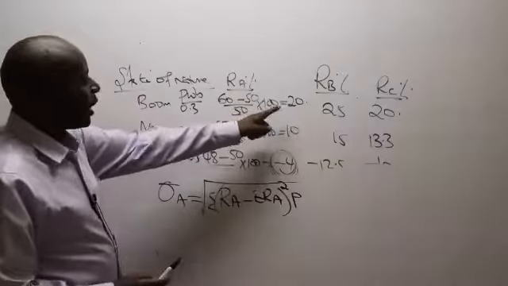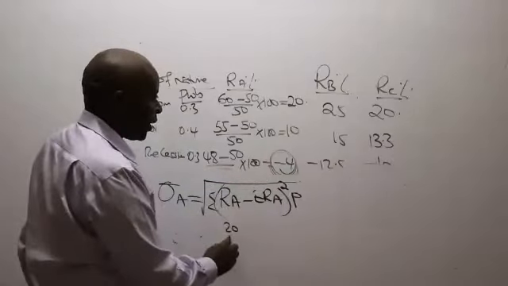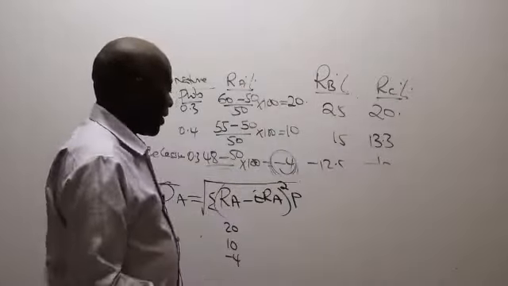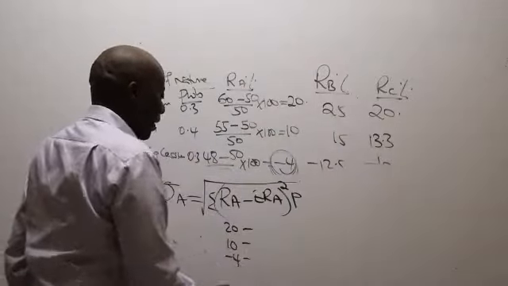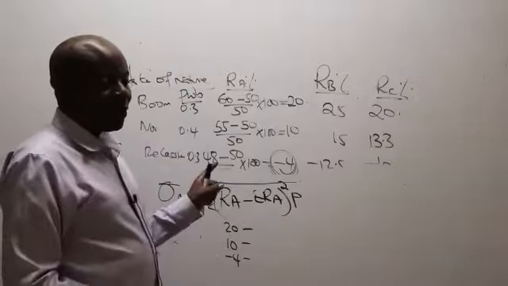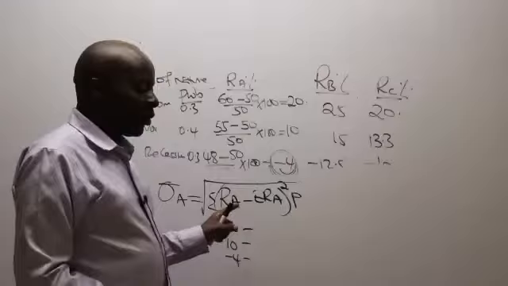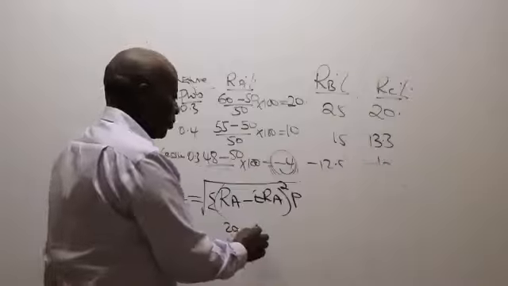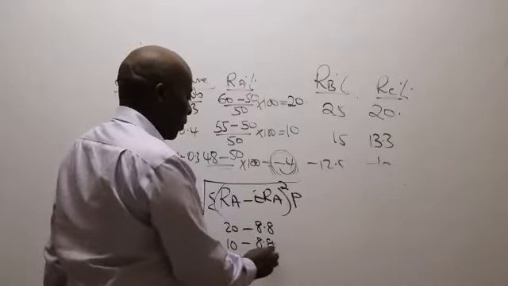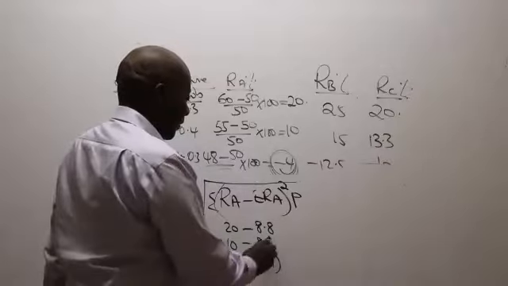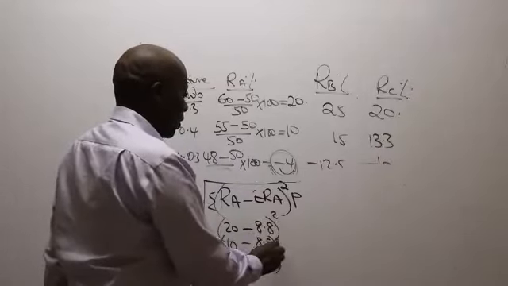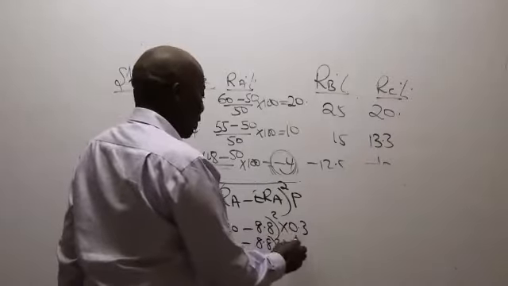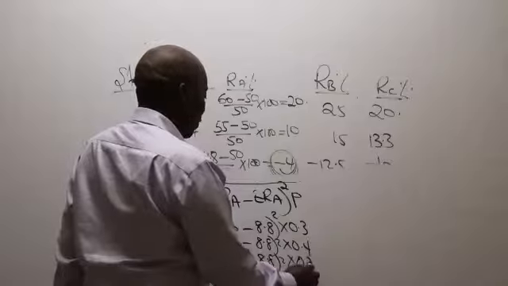So we have the actual returns of A, 20, 10, minus 4. Can you remind us what the expected return of A was? 8.8. So expected return will be the same throughout: 8.8, 8.8, 8.8. And then we square, times probabilities. These are the probabilities: 0.3, 0.4, 0.3. Equals.